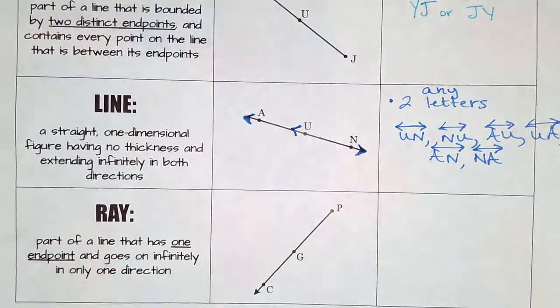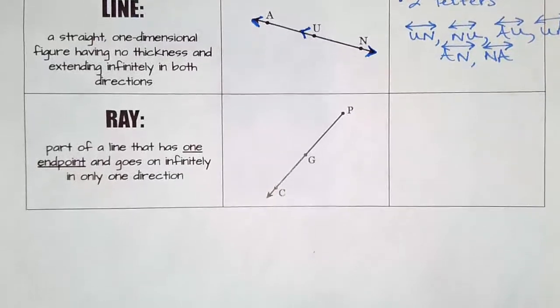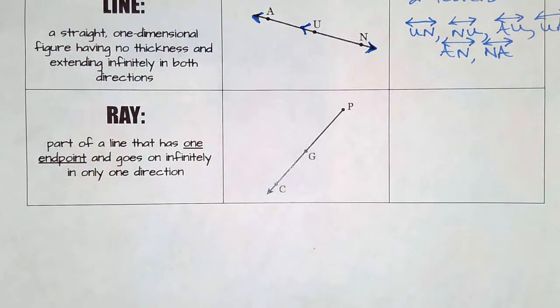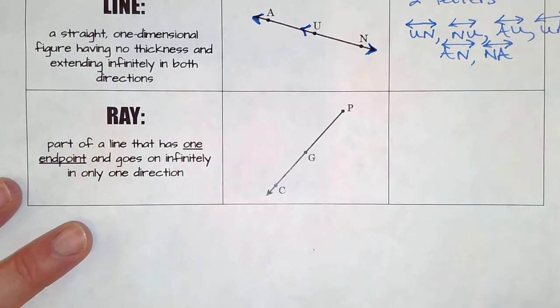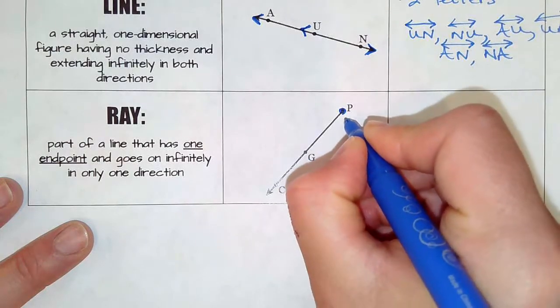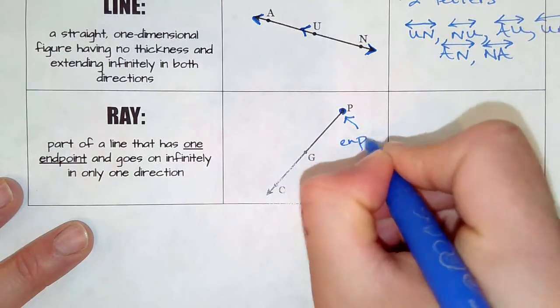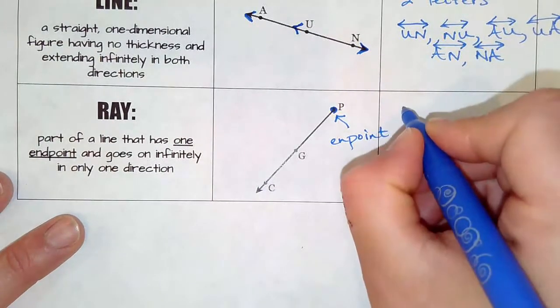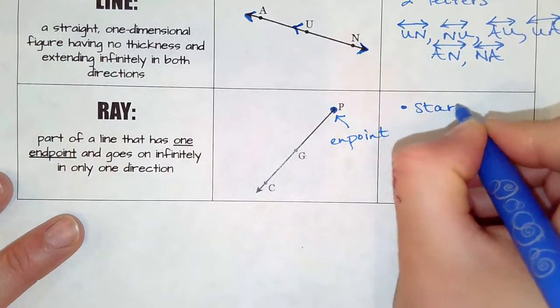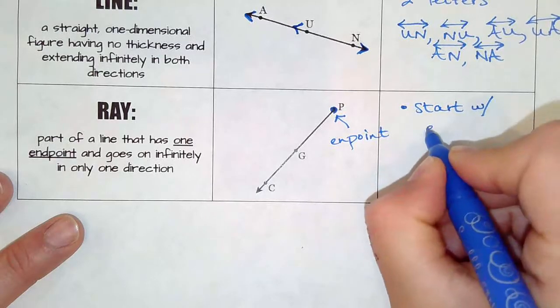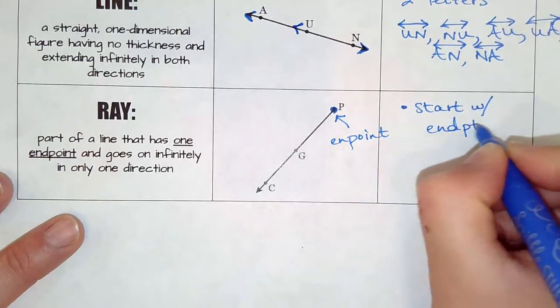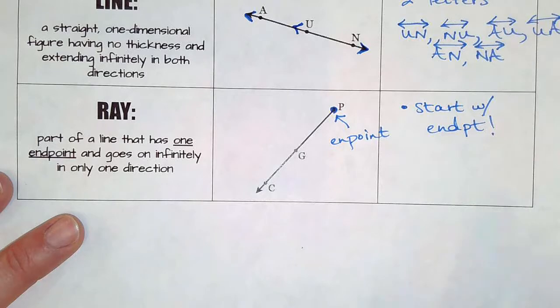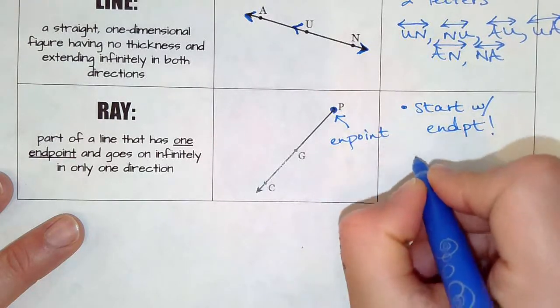Okay, and then the last thing we need to talk about is a ray. A ray is part of a line that has one endpoint and then it goes infinitely in only one direction. So the endpoint here would be this point. You have to start with the endpoint. Okay, so then that would be P.